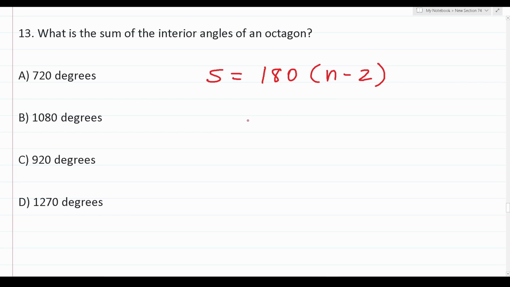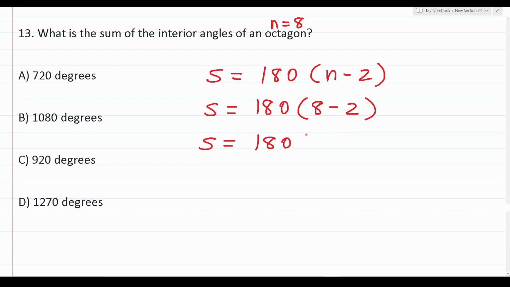What this formula says is the sum of the interior angles of a polygon is found by multiplying 180 times the number of sides the polygon has minus 2. So this n refers to the number of sides a polygon has. To use it to solve this problem, we just have to figure out how many sides there are in an octagon. An octagon has 8 sides. So we know n in this case is going to be 8, so this becomes 8 minus 2. Let's keep working it out.